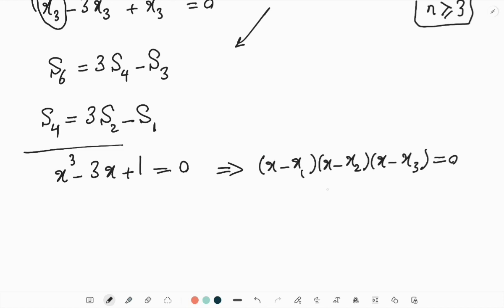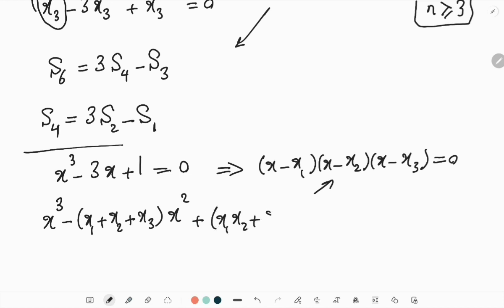But if I expand this expression here, what I get is basically x^3 minus (x1 plus x2 plus x3) times x^2, then plus (x1 x2 plus x1 x3 plus x2 x3) x, minus x1 x2 x3. This should be equal to 0.